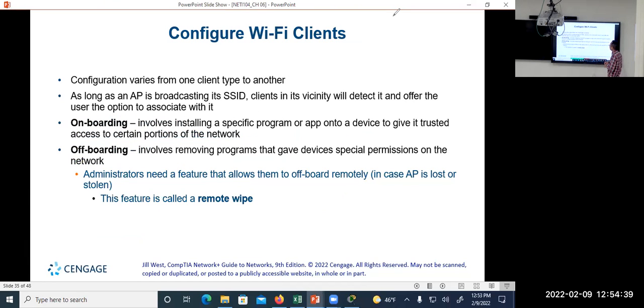Okay, so when you configure the client, you can have the client here. Now, if the access point is broadcasting the SSID, right? The client can definitely detect it. He can scan and see here. Okay, so onboarding, you can install a specific program or app on the device to give it chartered access to a certain portion of the network, or you have the offboarding. You can involve a removing program that removes the special permission the device has on the network here. What else?